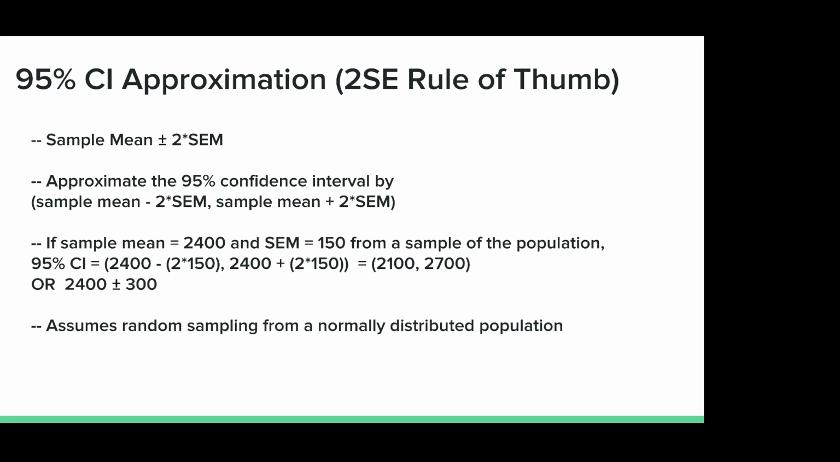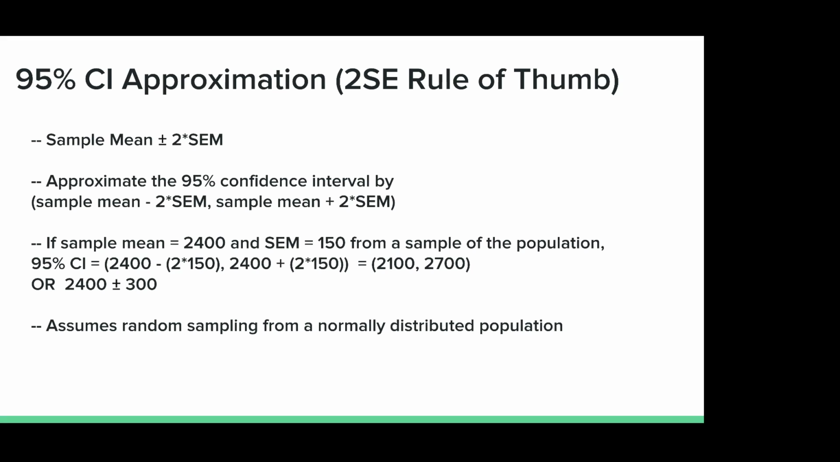Now, how do you calculate a 95% confidence interval? There are a bunch of ways to do it, but the most common one is called the 2SE rule of thumb. The 2SE rule of thumb is a means to approximate a 95% confidence interval, where you are assuming a normally distributed population and you're assuming a random sampling. Outside of those two caveats, let's talk about what it is.